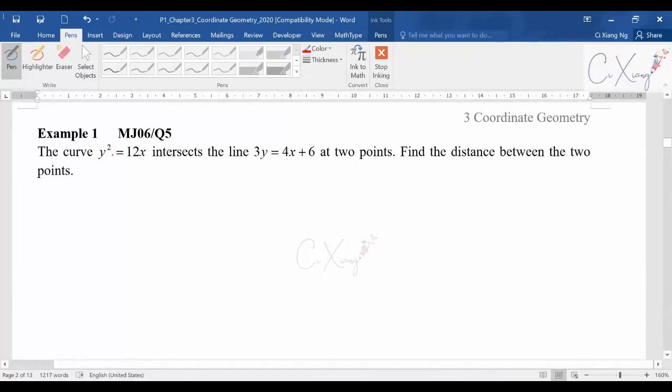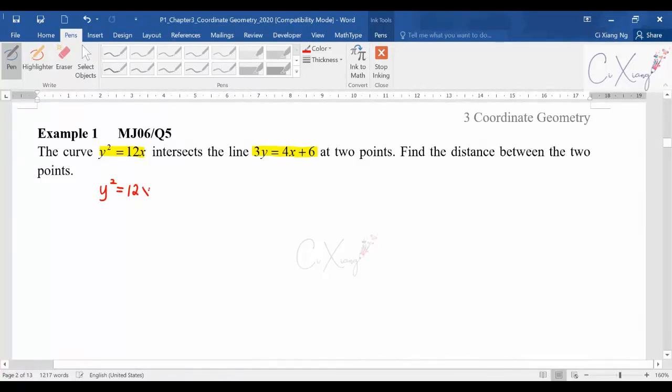Okay, all right, so let's have a look at example 1. They give you a curve, they give you a line, and they want you to find the distance between the 2 points. So what are the points here? They are the intersection points. Okay, so to get the intersection points, what we should do is solve simultaneous equations. Okay, so how can you solve it? Maybe you can pause the video here first and try to find the intersection points yourself, before you check the answer.